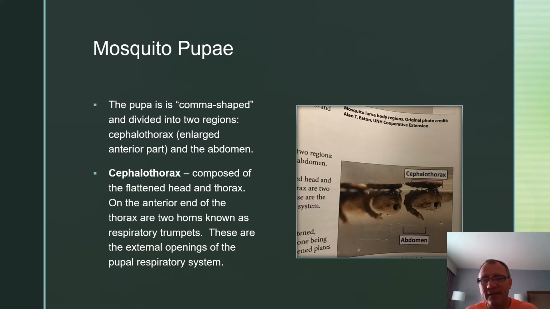Looking next in this slide, we're going to look at the mosquito pupae. The pupa is comma-shaped and divided into 2 regions, the cephalothorax, the enlarged anterior part, and the abdomen. The cephalothorax is composed of the flattened head and thorax. On the anterior end of the thorax, there are 2 horns known as respiratory trumpets. These are the external openings of the pupal respiratory system.